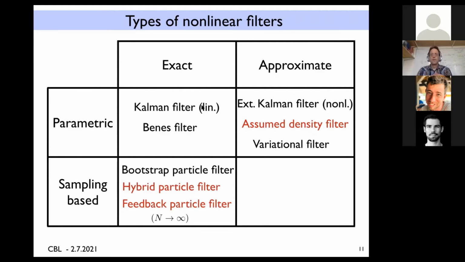Or exact filters, I mean, in the sense that when the number of samples goes to infinity, they're exact. So those are sampling-based filters, like the bootstrap particle filter, or the hybrid particle filter, or the feedback particle filter. Or some other sampling-based filters, like the ensemble Kalman filter, or the neural particle filter. And here I put in red the different types of filters that I will discuss during the presentation.